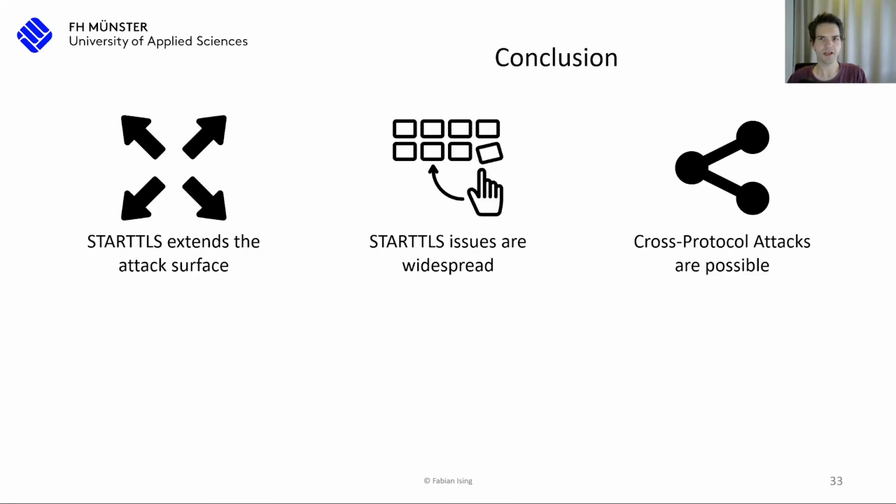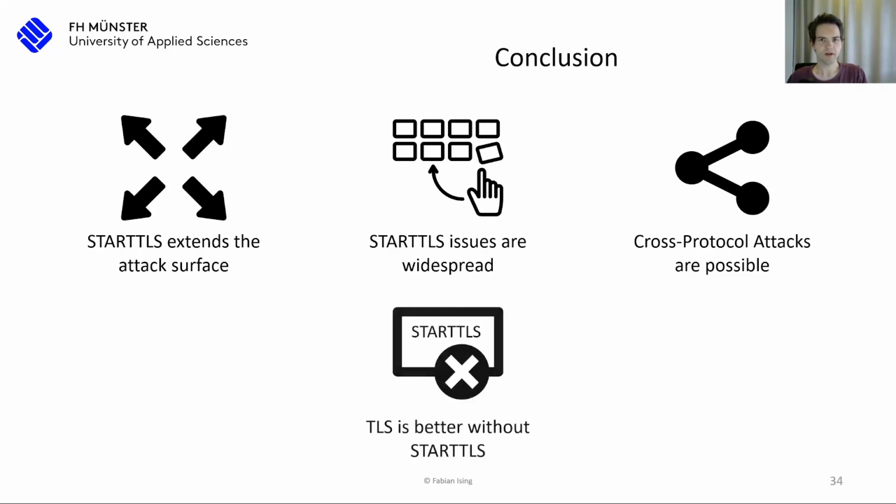In conclusion, we found that compared to implicit TLS, STARTTLS adds attack surface to mail protocols without adding any benefits. Furthermore, we found that STARTTLS implementations on both servers and clients have widespread issues, hinting at systemic problems with STARTTLS. And, as we have shown, the effect of these vulnerabilities is not limited to STARTTLS, but allows cross-protocol attacks against HTTPS and implicit TLS. We conclude that TLS is better without STARTTLS, and STARTTLS should be avoided where possible.